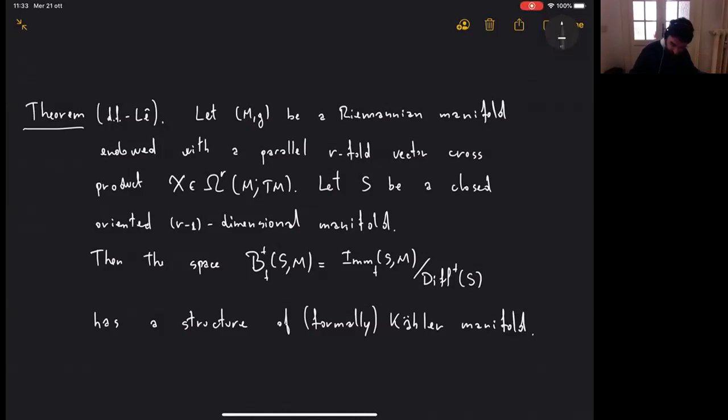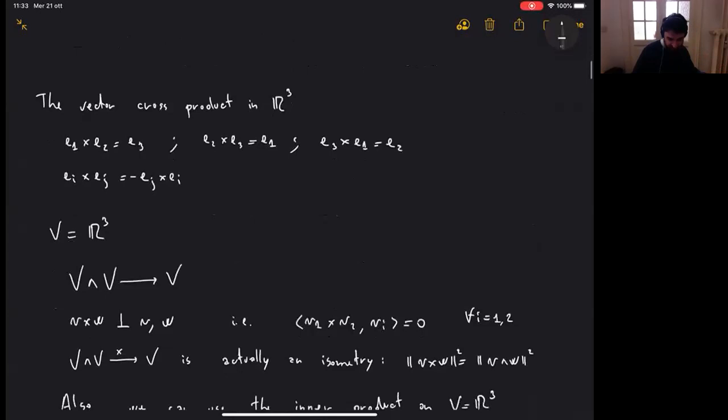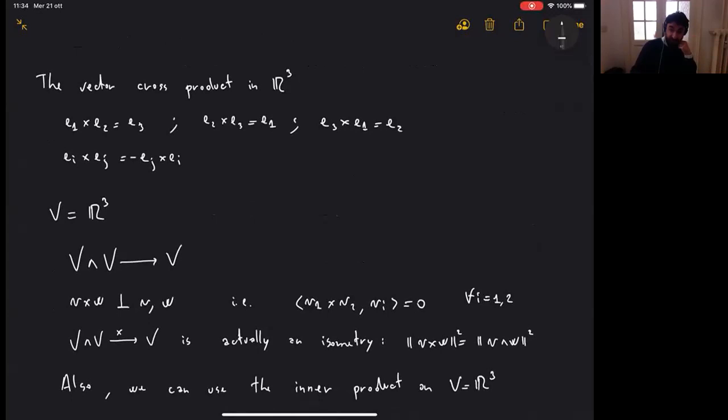Okay, so where do we start from? We start from the very beginning. I have to explain several terms in the statement of the theorem, and the first is the notion of vector cross product on a Riemannian manifold. Let me start with the basic example, the standard vector cross product in R^3. We pick the standard orthonormal basis e1, e2, e3, and the vector cross product is defined by e1 cross e2 is e3, e2 cross e3 is e1, and e3 cross e1 is e2, with the rule that it is anti-symmetric, at least on the basis: e_i cross e_j is minus e_j cross e_i.